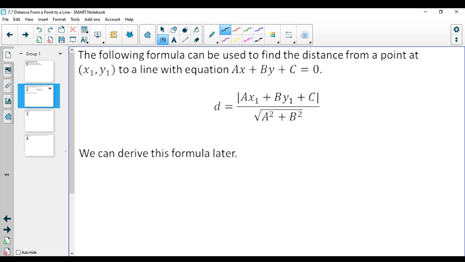So if you're taking notes, I'll give you some time to write this equation down. The following formula can be used to find the distance from a point (x1, y1) to a line with equation ax + by + c = 0, standard form. Usually the c is on this side, but they put it there. Like I said, we can derive this formula later if we want.